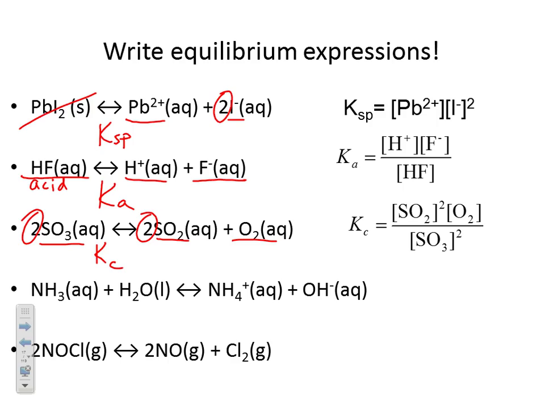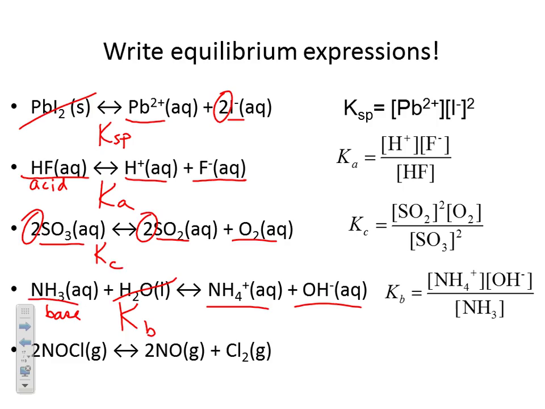Then I have NH3 plus H2O liquid goes to NH4+ plus OH-. This is a base dissociation reaction, so this is Kb. I'm going to do NH4+ times the concentration of the hydroxide, and I'm not going to include the liquid, divided by the concentration of the NH3. So the Kb expression is the concentration of ammonium times the concentration of hydroxide divided by the concentration of ammonia, products over reactants raised to their coefficients.